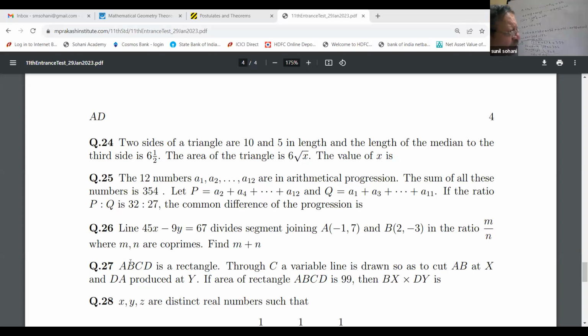Now the next question is question 24. Those who finish writing and understanding can concentrate on question 24.